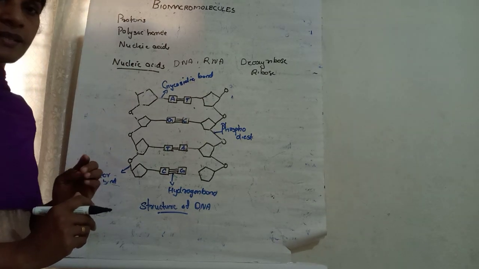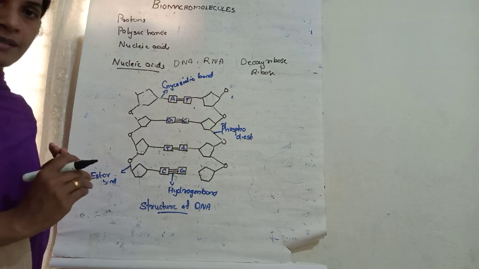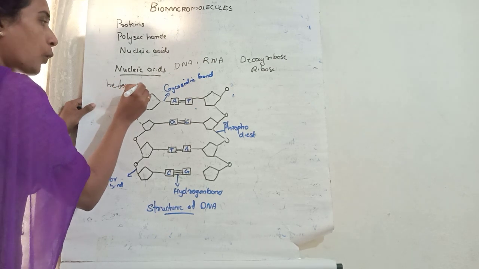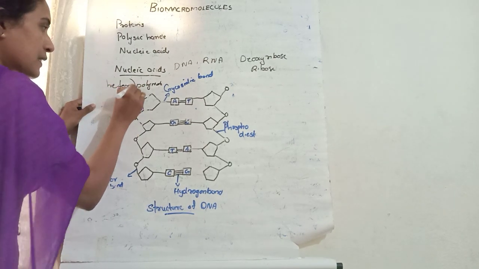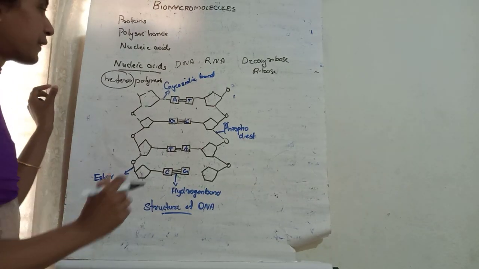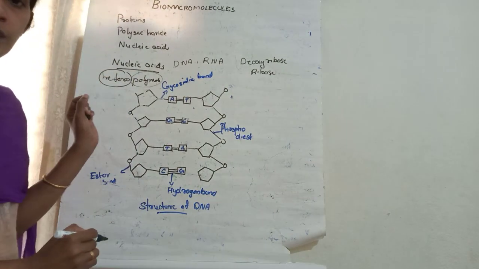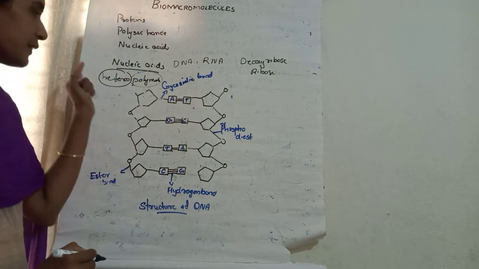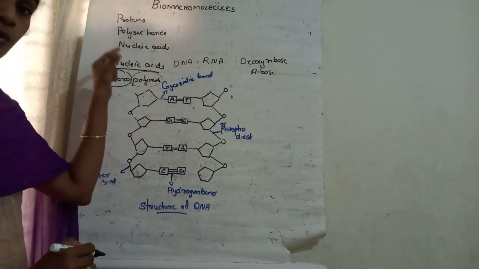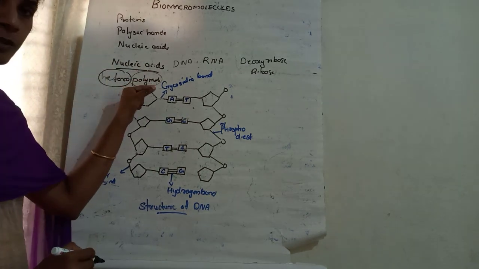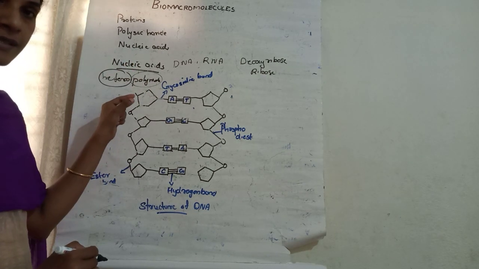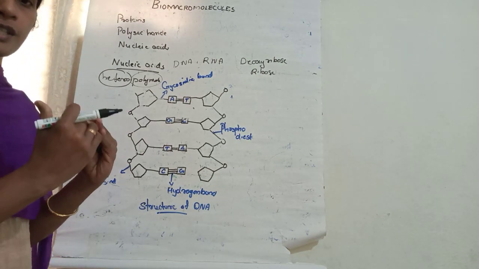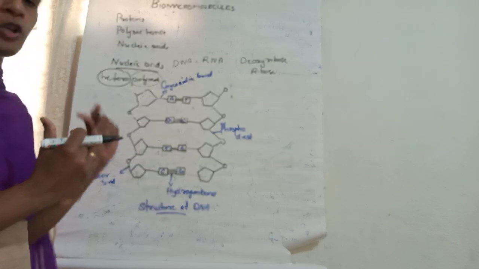And what is the building block of the nucleic acid? Nucleic acid is considered a heteropolymer. Hetero means different. Polymer means many monomer units. So nucleic acid is considered a heteropolymer, that means it consists of different monomers. And polymer means the linking of many monomer units to form a polymer.